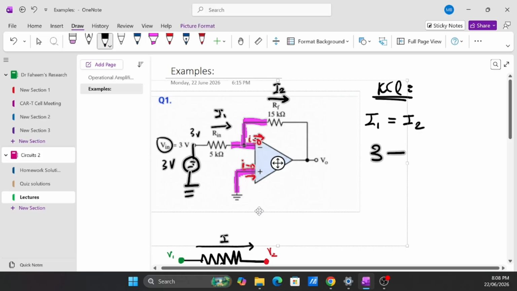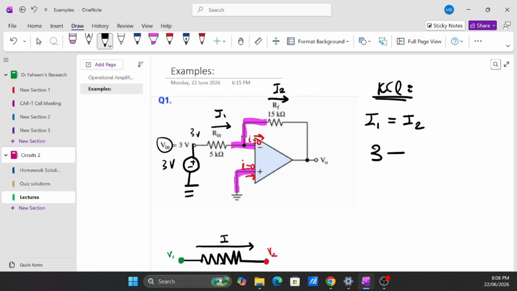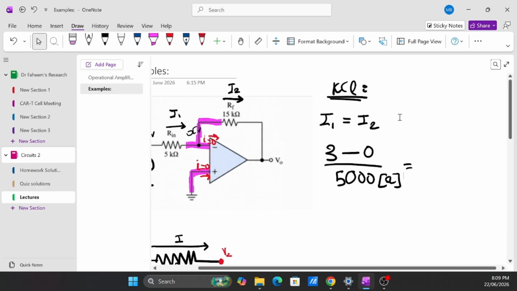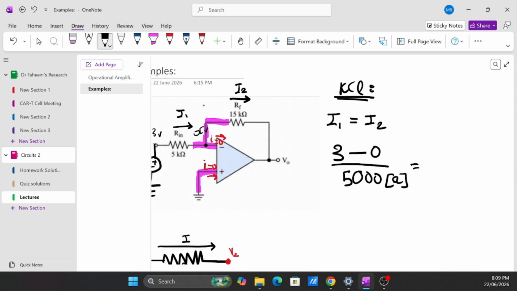our non-inverting input is actually grounded. So the input of the op-amp is actually ground. So this one is going to be 0 volts. So 3 minus 0 divided by the resistance, 5 kilo ohms. We can write it as 5,000 ohms, is equal to, so over here it's 0 volts, and over here it's V out, so it's going to be 0 minus V out divided by 15,000 ohms.